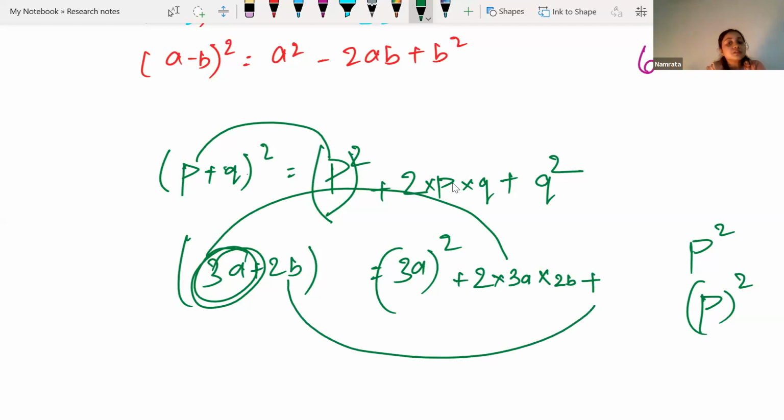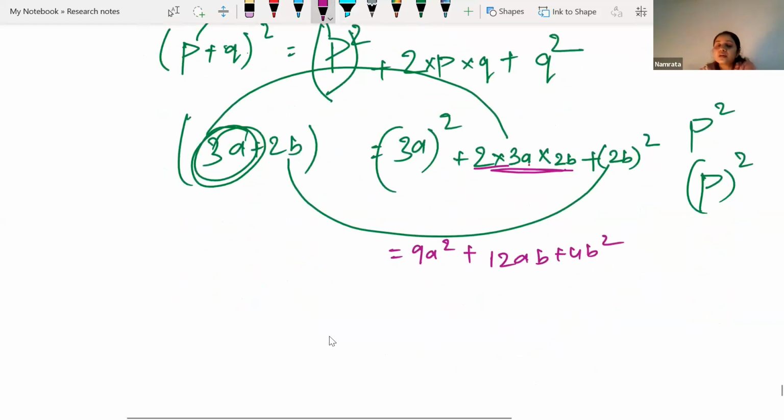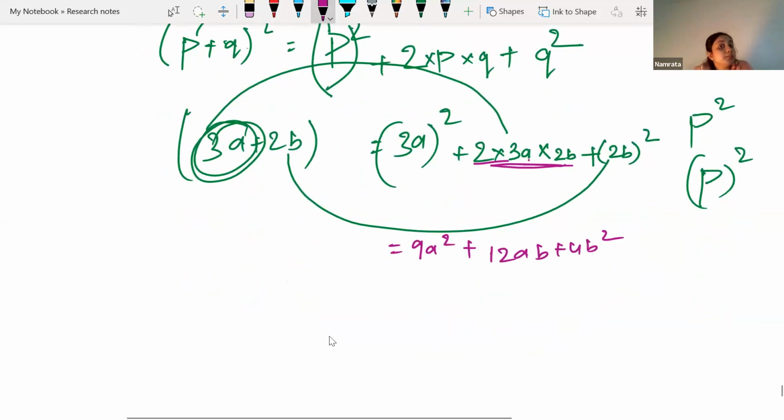That means whatever is the second term, that's complete square, the total square we will be finding. And if we write like this, then our answer will be 9a square plus 2 into 3 into 2b, which is 2 times 6, 2 times 12, 12ab plus 4b square. This will be the result. Okay. So this way we need to understand the formula at first.